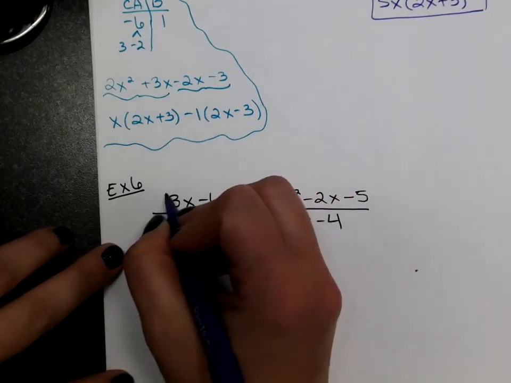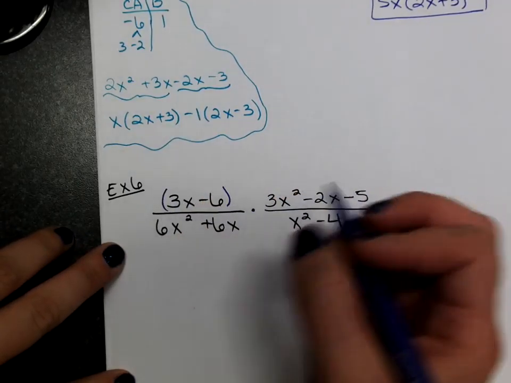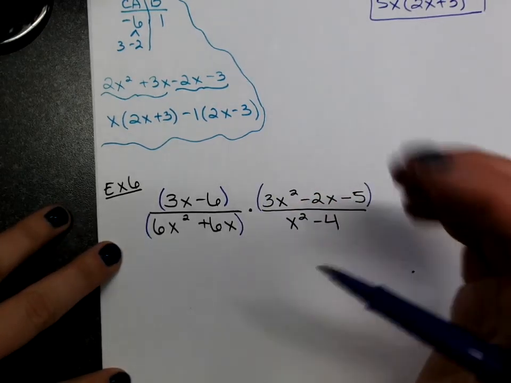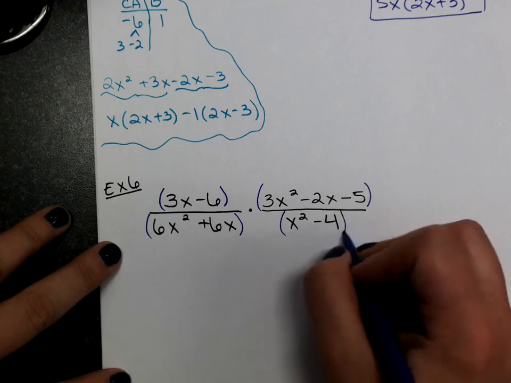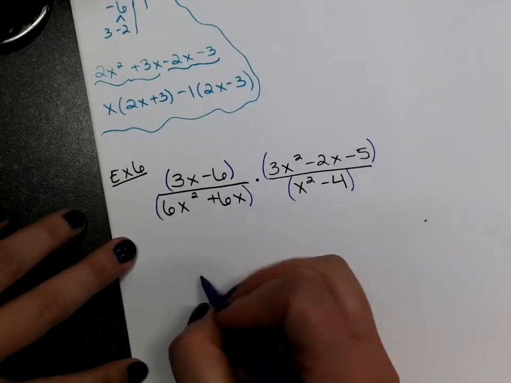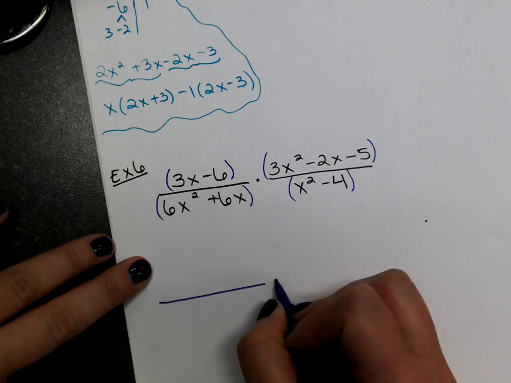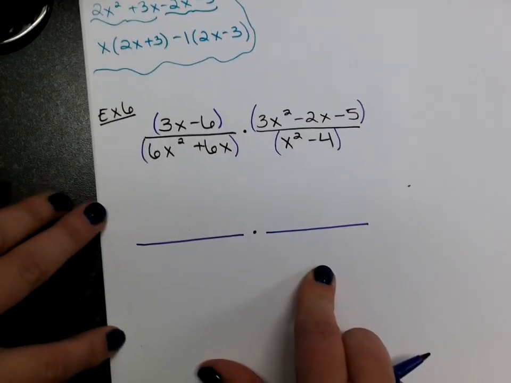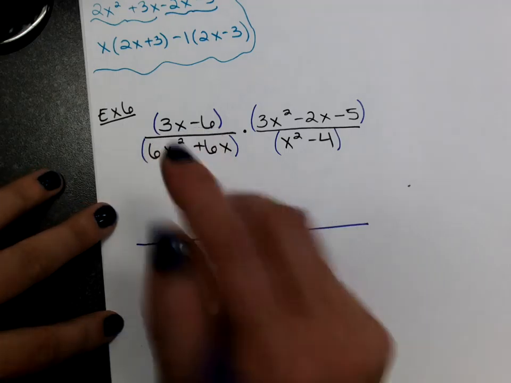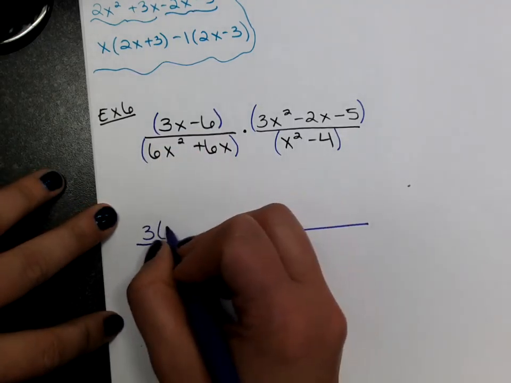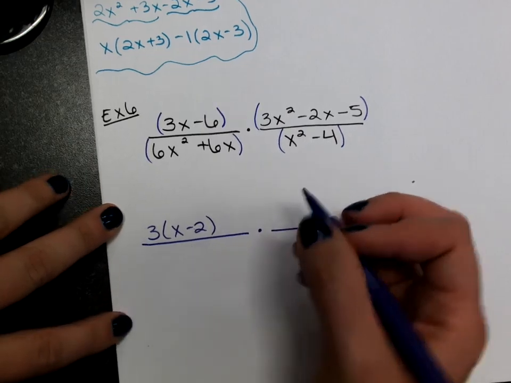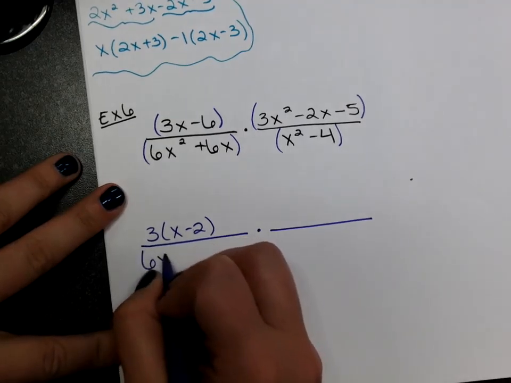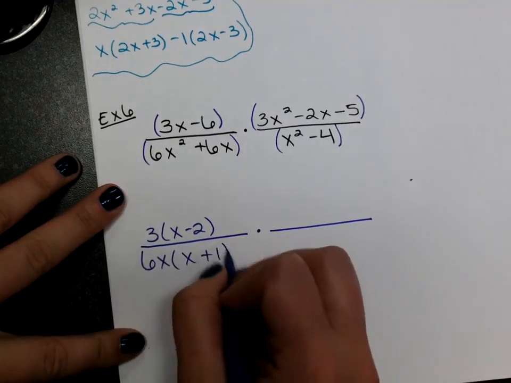Alright, so I'm just going to look at the top of the first one, do what I can. Bottom of the first one, do what I can. Top of the second one, do what I can. Bottom of the second one, do what I can. And I'm going to write it down here. So we're going to have that same setup. Something, something, something, something. 4 parts, ready to go. So if I have 3x minus 6, I can take out a GCF of 3, and I'm left with x minus 2. The bottom of the first one, 6x squared plus 6x. Take out a 6x, I'm left with x plus 1.